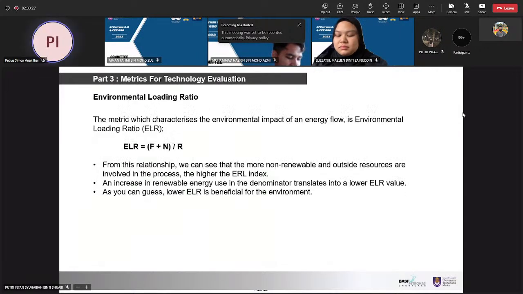The environmental loading ratio, ELR, is equivalent to F, if you still remember the denotation just now, plus N, divided by R. We can see that the more non-renewable and outside resources are involved in the process, the higher the ELR index will be. So as you can see, we want the ELR to be as low as possible. Next.